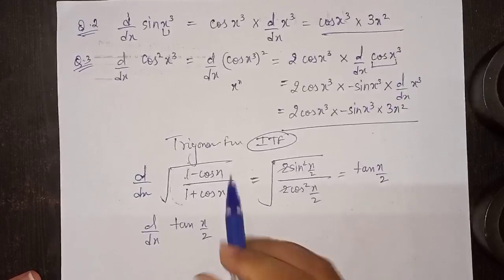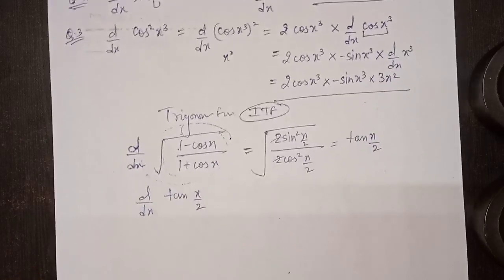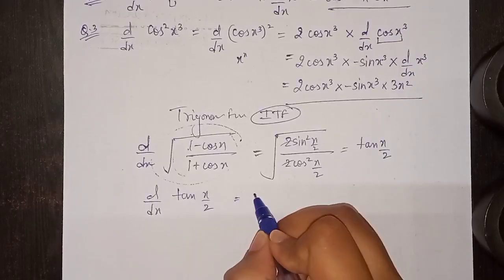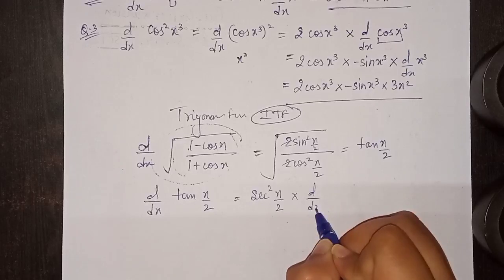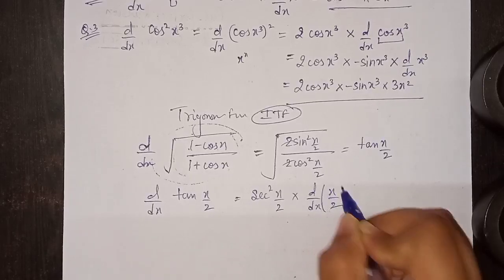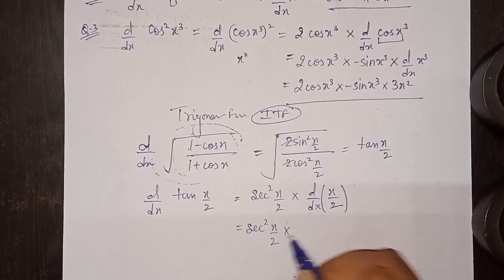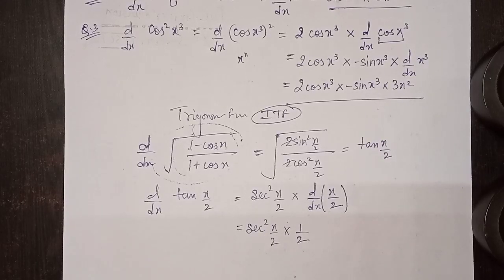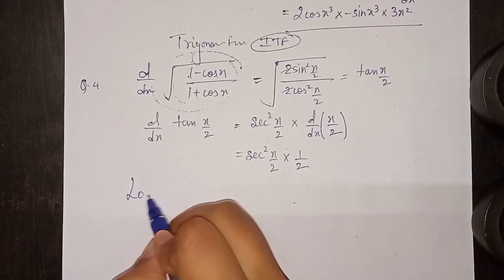Now you don't have to solve this, right? Otherwise it would be very lengthy. d by dx of tan(x/2) will be sec²(x/2) into differentiation of x/2, right? This will be sec²(x/2) into 1/2. This is the answer. Now we will solve some logarithmic questions.